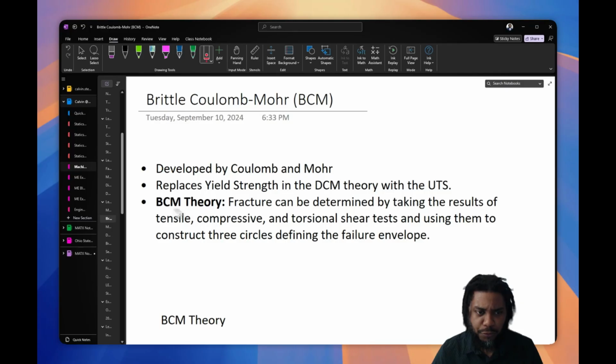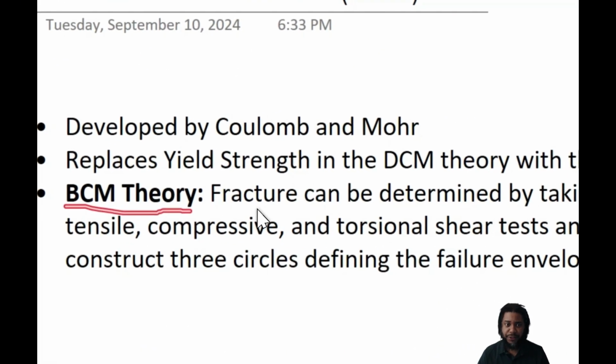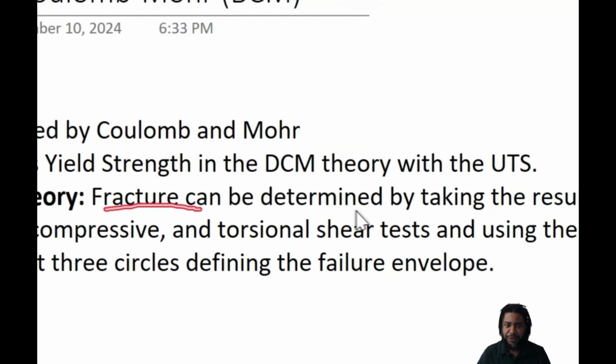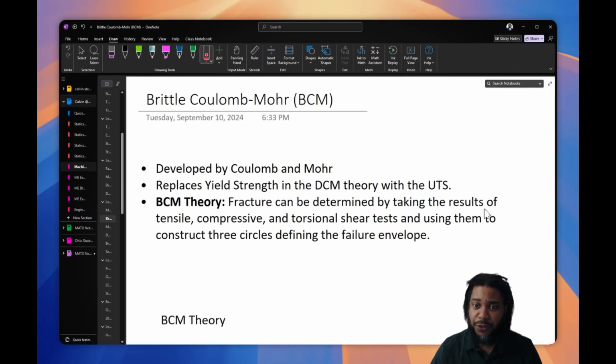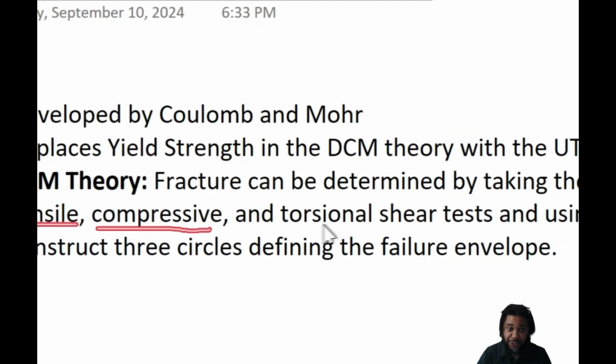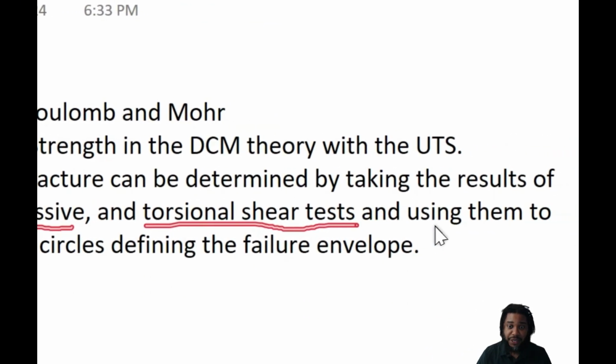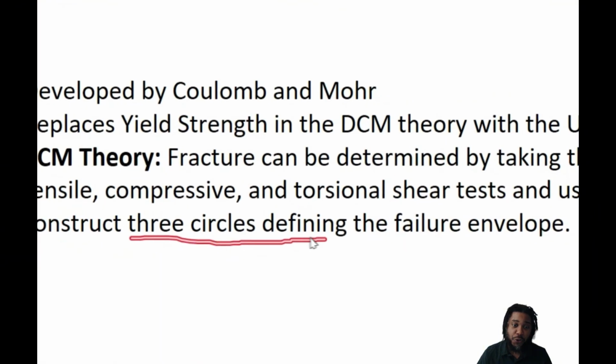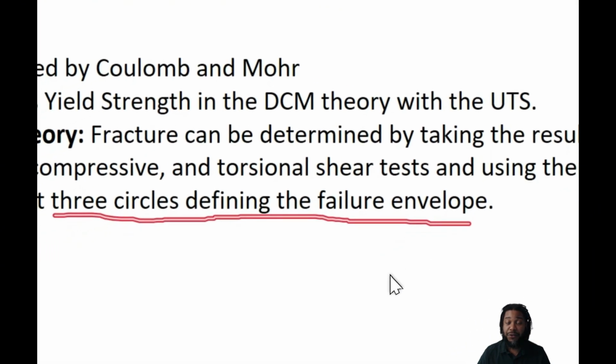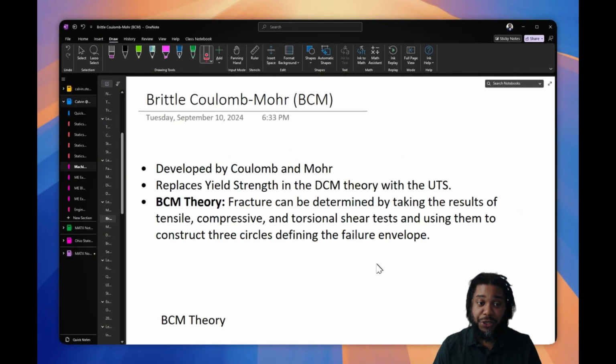So, the Brittle Coulomb-Mohr Theory, what is it? It's that fracture can be determined by taking the results of fracture tests in tension, compression, and torsional shear stress, and using them to plot three more circles that define the failure envelope, right? So we conduct three different tests to fracture or to failure of our geometry and create more circles to figure out the state of stress where failure occurred.